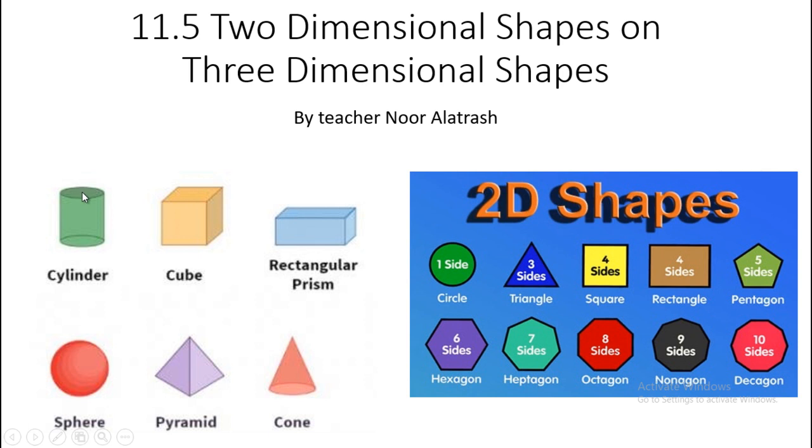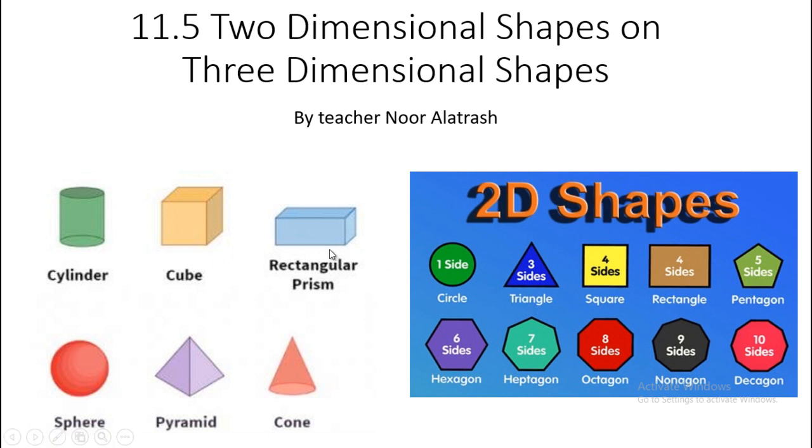When you look at the cylinder from the top, what do you see? What is this shape? A circle. And when you look at the cube, what shape do you see? A square. So the cube is the 3D shape, but the square is a 2D shape.